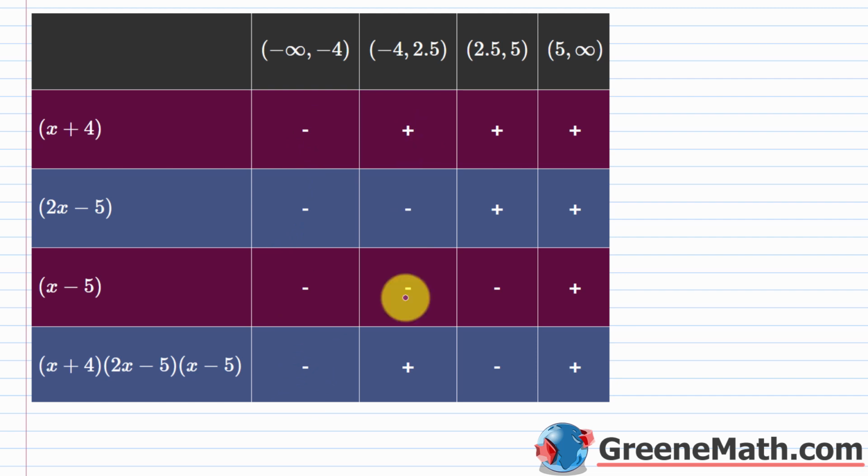This is positive, negative, negative. That's an even number of negatives, so this is positive. This is positive, positive, negative. 1 is an odd number, so an odd number of negatives, you're going to get a negative. And then this is all positive here, so this would be positive.